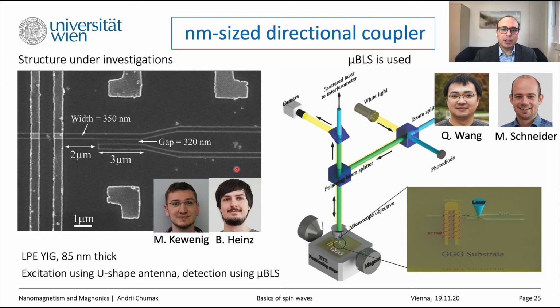And principally, you can, for example, scan the whole structure and see what the intensity of the spin wave is in different spatial points. But you also have time resolution and spatial resolution. So this is a very powerful technique. Michael Schneider with Björn Heinz developed it, and the person who did all this experimental work is Chi Wang.